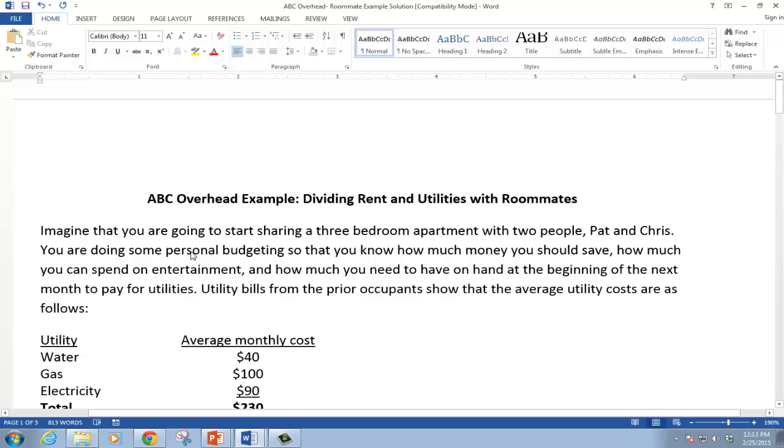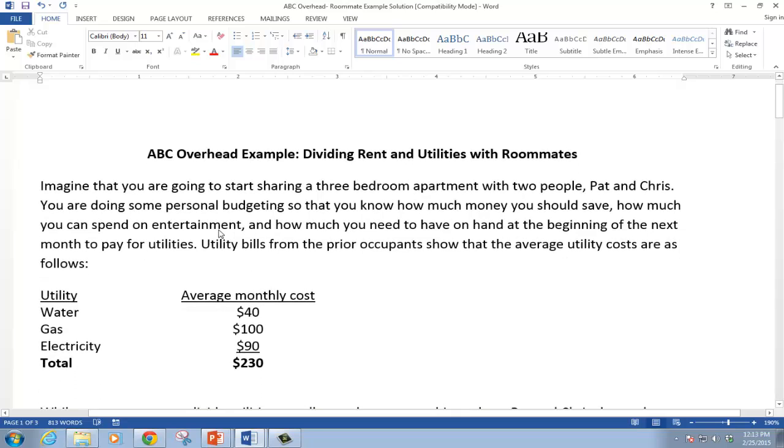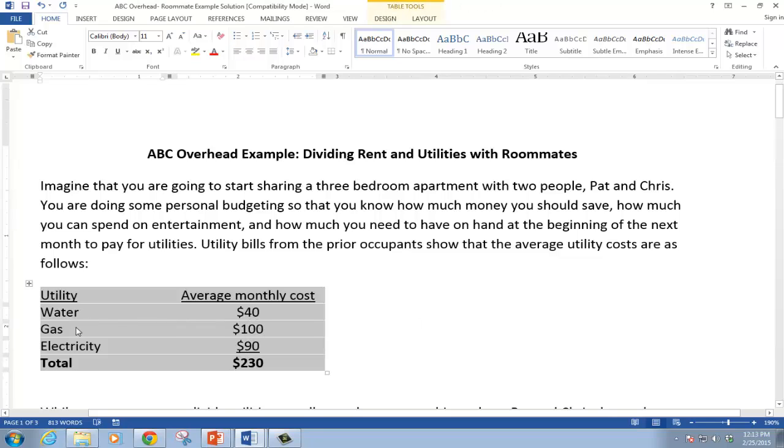You want to know how much you should save each month so that you have enough to pay for utilities, and also so that you can spend some money on entertainment and other things. So what you might do is go to the prior occupants and find out from them what the average utility costs were. And let's assume they give you this information here. All right, so water is $40 per month, gas $100 per month, electricity $90 per month. That's a total of $230 in utilities per month.